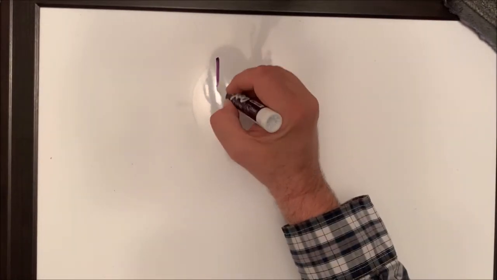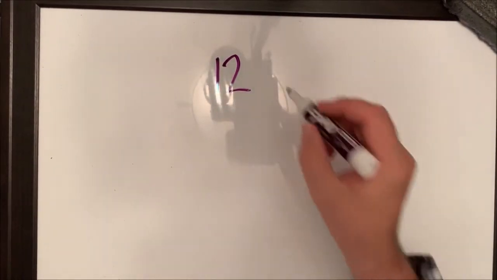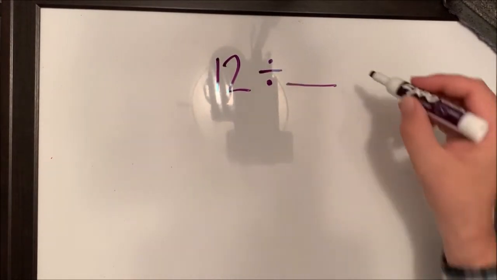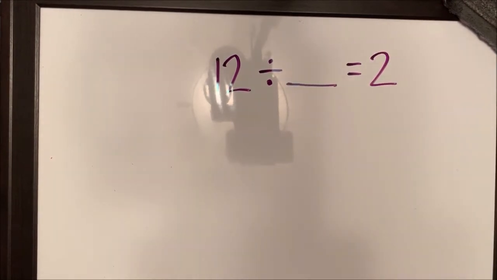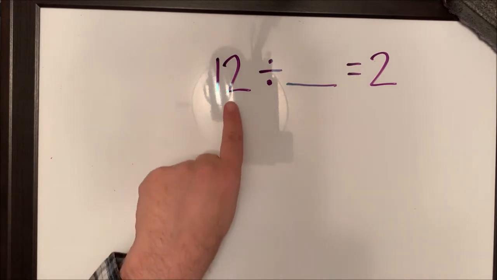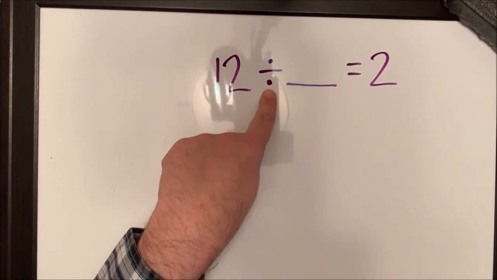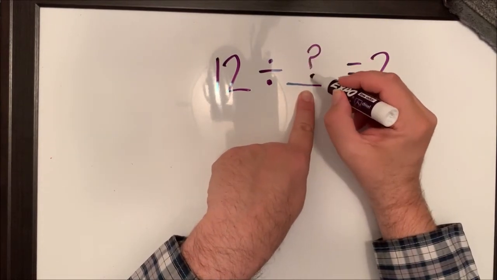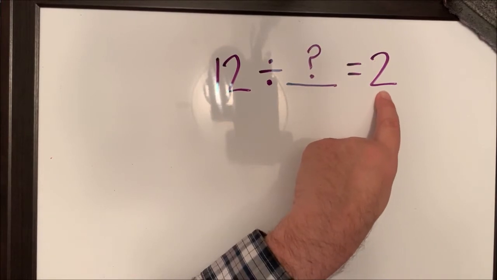Okay, Mr. Lott here, and we're going to solve missing numbers in equations now. So we're going to use small numbers to start. If I gave you, for example, 12 apples and divided them into, and I don't tell you how many groups, but there's 2 in each group. This is where understanding division and multiplication sentences is very important. So 12 apples divided into an unknown number of groups equals 2 apples in each group.